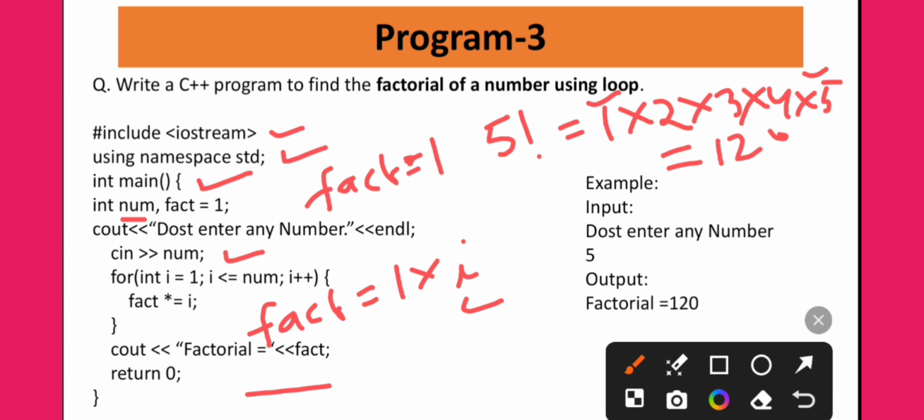For example, if we run this code, it will ask the user to enter any number. The user will enter the number 5, then we will have the answer: factorial is equal to 120. So like this we can run this code to find the factorial of any number.